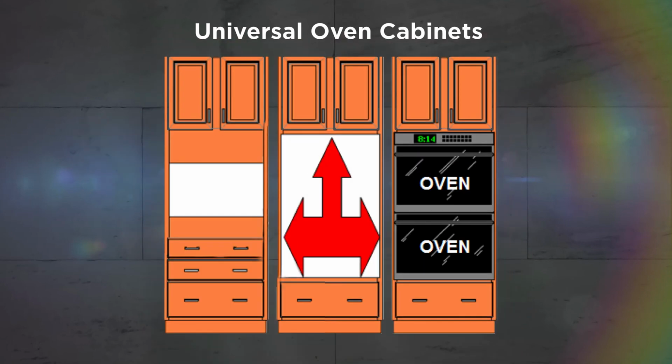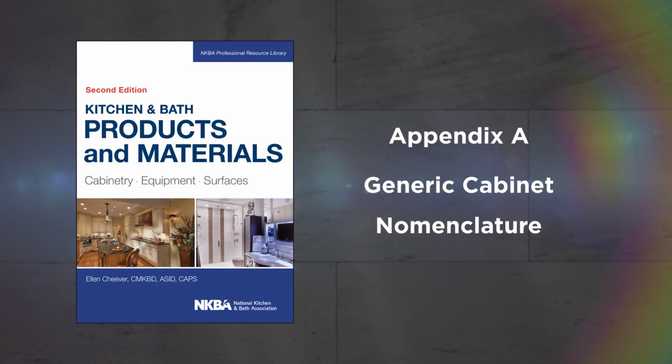If a double oven is requested by the client, drawers can be removed to increase the vertical height of the opening. The same modification can be made to install a combination microwave oven unit. Basic cabinet codes, nomenclature, and sizes is also in Appendix A of the Kitchen and Bath Products and Materials book.